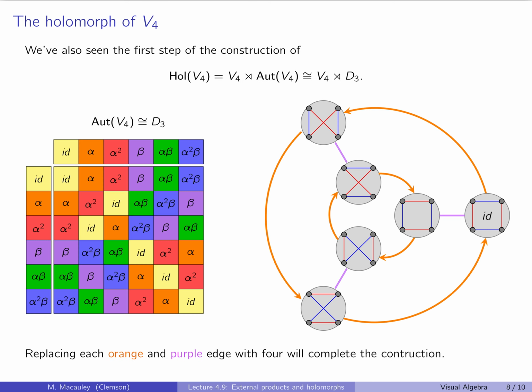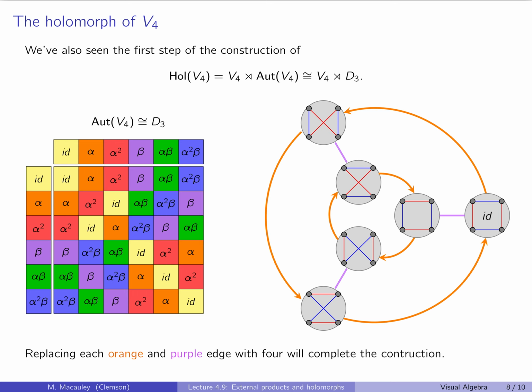Here's an example of a holomorph that we just saw in a previous lecture. I think it was actually the last lecture on automorphisms. And now I say this is the first step of the construction. So the holomorph of V4, you take the automorphism group of V4 and you blow up the nodes. That's what we did. And then we stick in rewired copies of V4 into those.